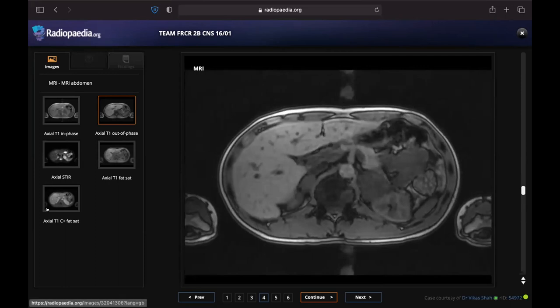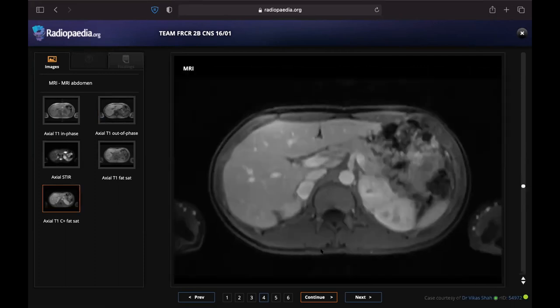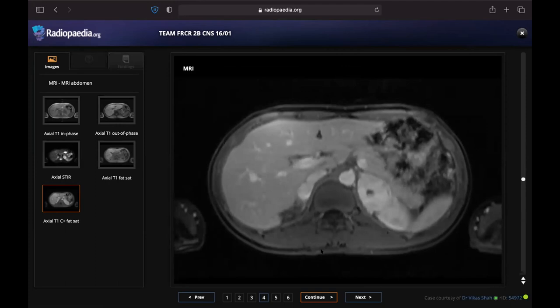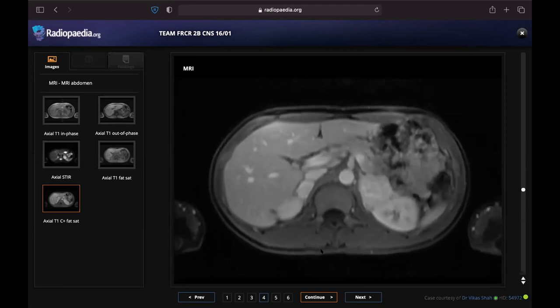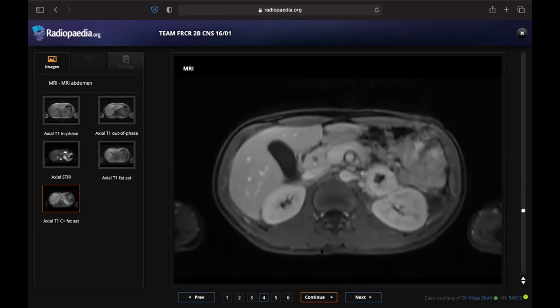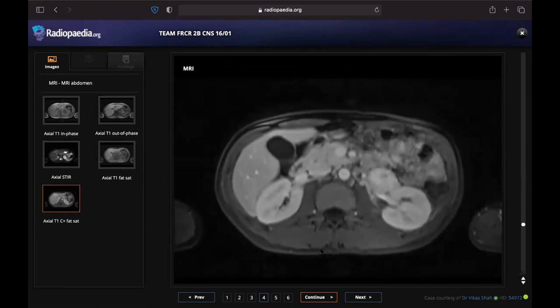Contrast. Okay, here you go, the contrast. So they are intensely enhancing. There is a focal necrosis in the left suprarenal mass. In that case, and given that the patient has a hemangioblastoma, I will be doubtful that these are pheochromocytomas.